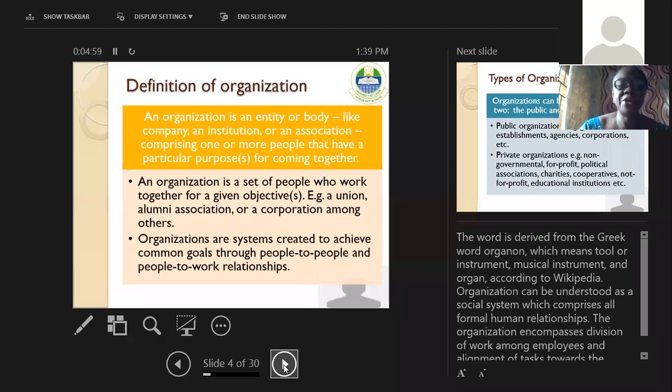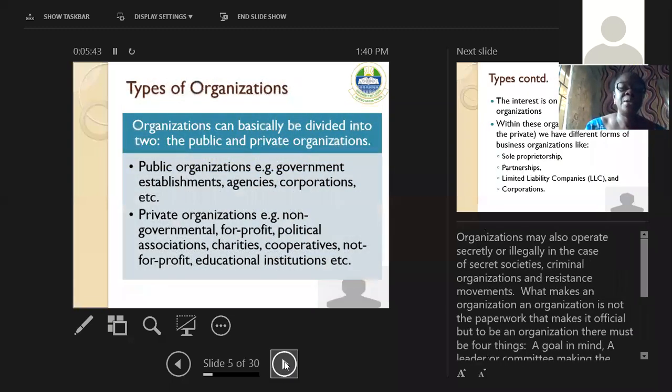So they are generally systems created to achieve common goals via people-to-people, as well as people-to-work relationships. We have an organization, we have a mission, we have an objective. How do we relate in the workplace? How do we work together, you and I, in achieving the objectives? And of course, we know that organization is not an English word, it is from the Greek word organon. An organon is a tool or instrument, just like the organ that you use to play a musical instrument. So it is a social system that comprises all forms of human relationships at work, with the intent of carrying out an objective.